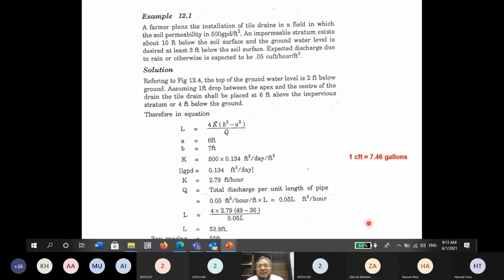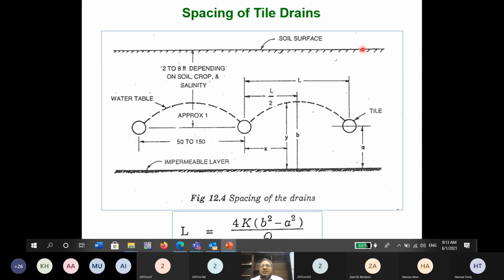And now on this, there is one numerical, which is example 12.1. A farmer plans the installation of tile drains in a field in which the soil permeability, the coefficient of permeability, is 500 gallons per day per square feet. So this is per unit area. An impermeable stratum exists about 10 feet below the soil surface. So this is the soil surface, and this distance is 10 feet.